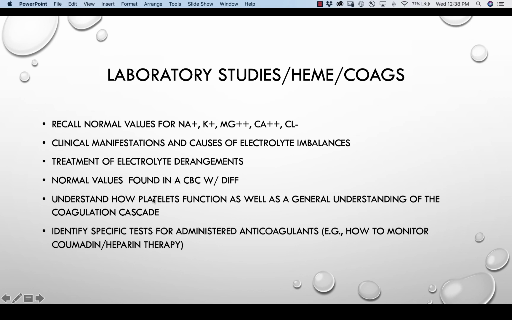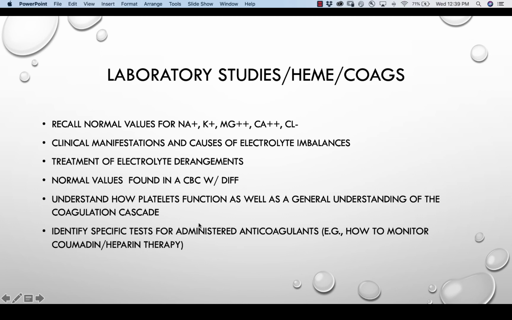Understand the normal values in the CBC with diff. So you're going to look at your white blood cells, you're going to look at your neutrophils, all that other fun stuff. So understanding those normal values will help you with this exam. I would focus on your hematocrit, hemoglobin, white blood cell count, and then your diff with your white blood cells. That's the most important parts, and platelets.